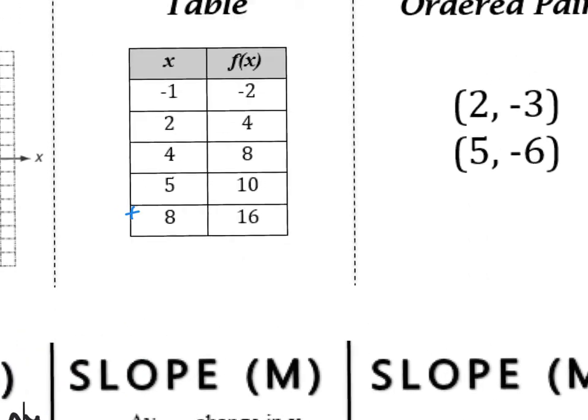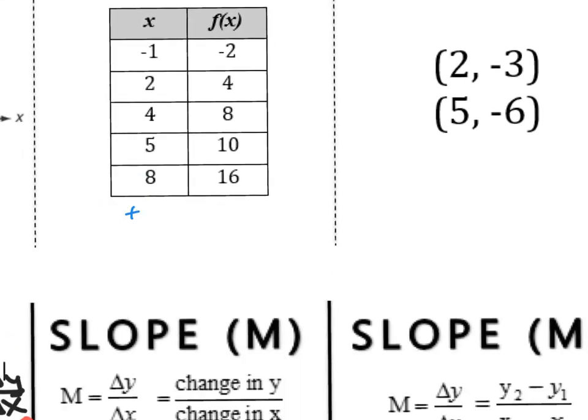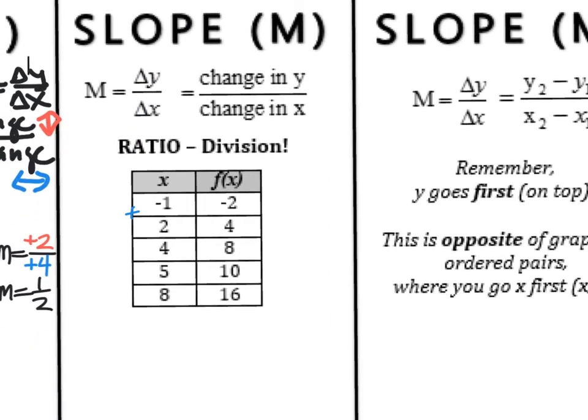So open up the door that says that you can find it from a table. Again, we're looking at the change in y over the change in x. Slope is just a ratio, which just means a fraction or division. If you notice on this one, this says f of x. That's just a fancy math way of saying y. So when I'm looking at my slope, again, I'm going to remember that the change in y goes on top of the fraction, the change in x goes on the bottom of the fraction.